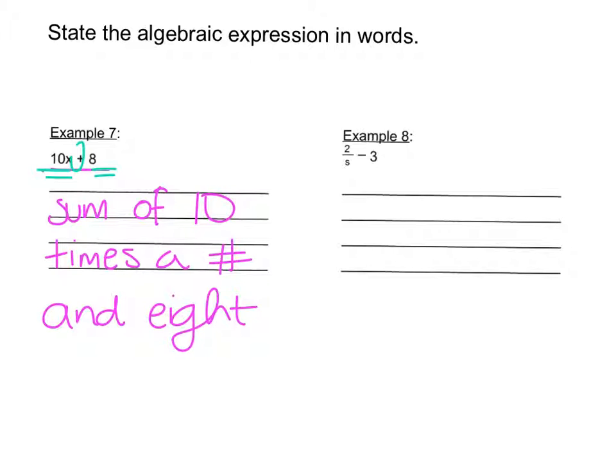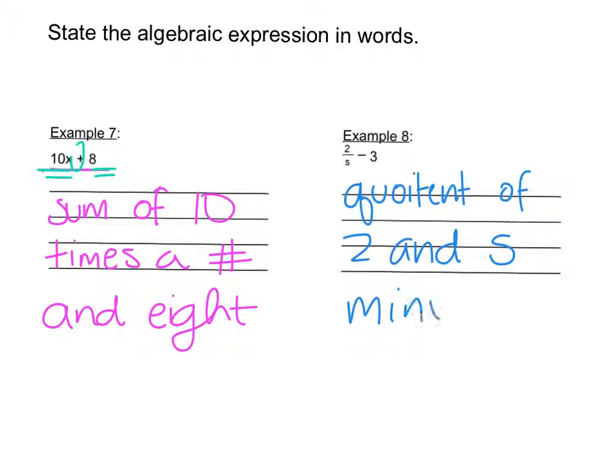Our next one is 2 over s minus 3. So dividing, one way to say it is the quotient. So the quotient of 2 and s minus 3. You could also say 3 less than the quotient of 2 and s. And just like the last one, there's so many different ways you could write this.